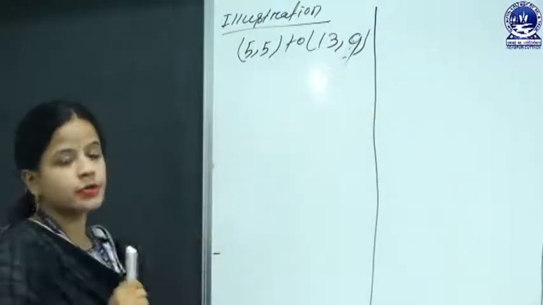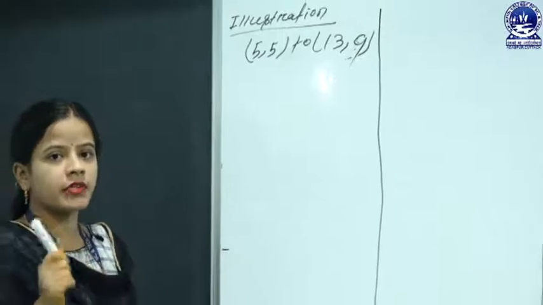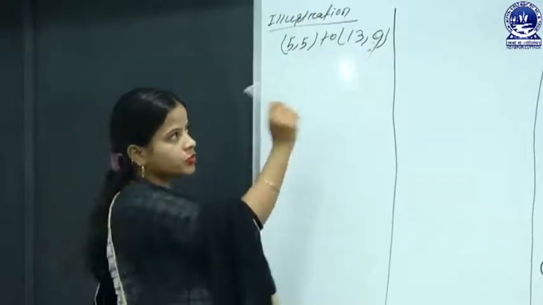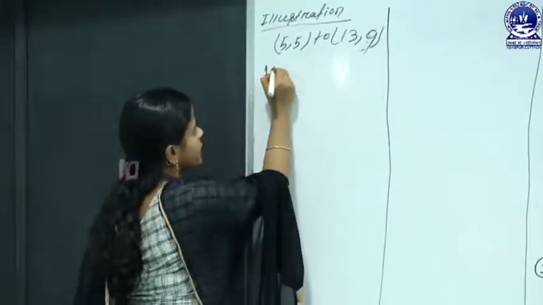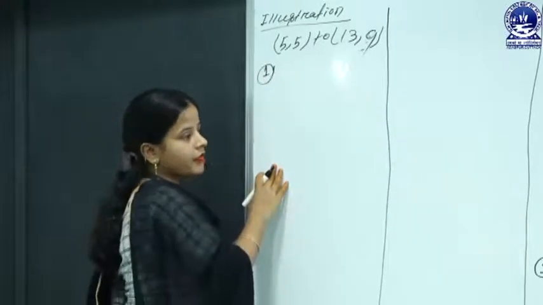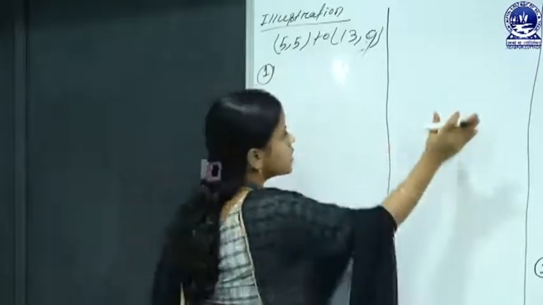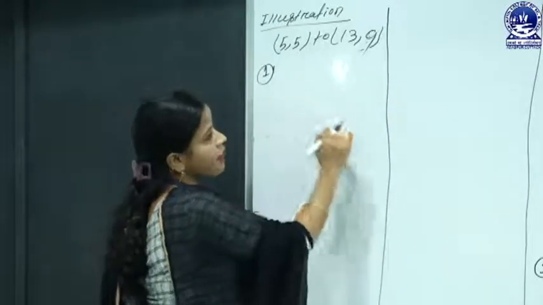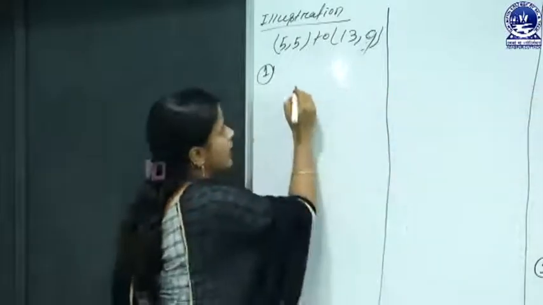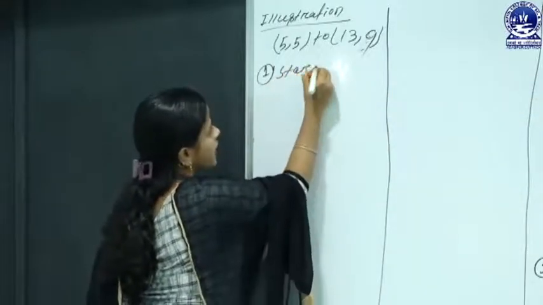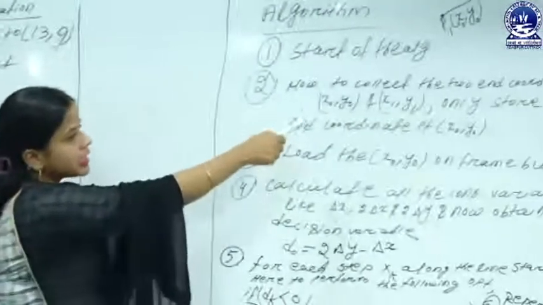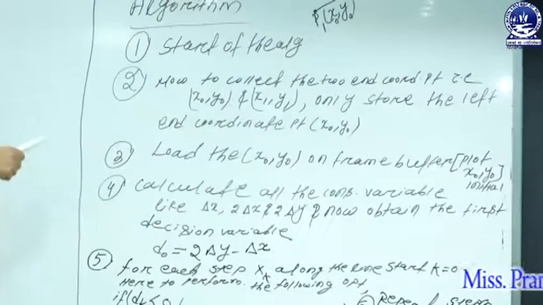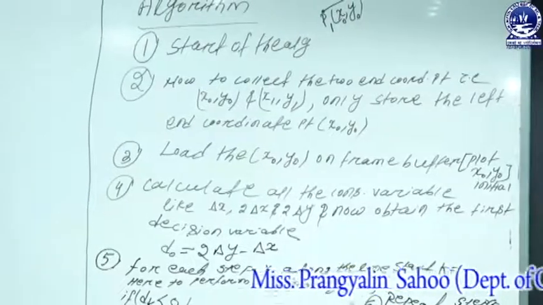Using these pixel points, we have to convert them into a line using Bresenham's line drawing algorithm. So how is that executed in graphical format through the help of the algorithm? In the algorithm, the first step is to start the algorithm. After that, step 2 is collecting the two end coordinate points, x0, y0 and x1, y1.